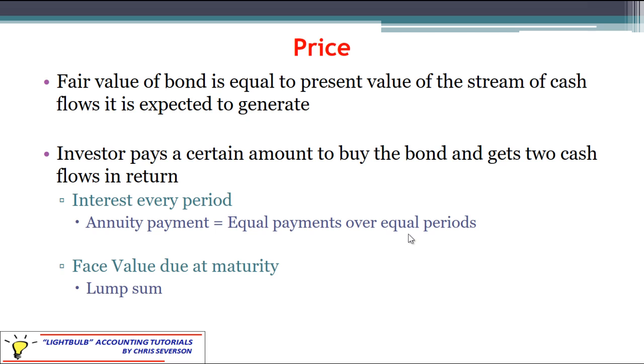You also have the face value of the bond that's going to be due at maturity. So at the end of this 10-year life, the bondholder is also going to get whatever that face value was, $100,000 in our example. This is considered a lump sum in a future amount.